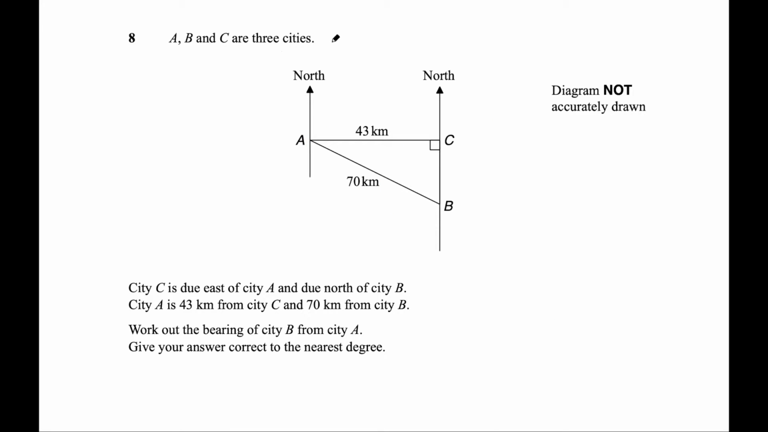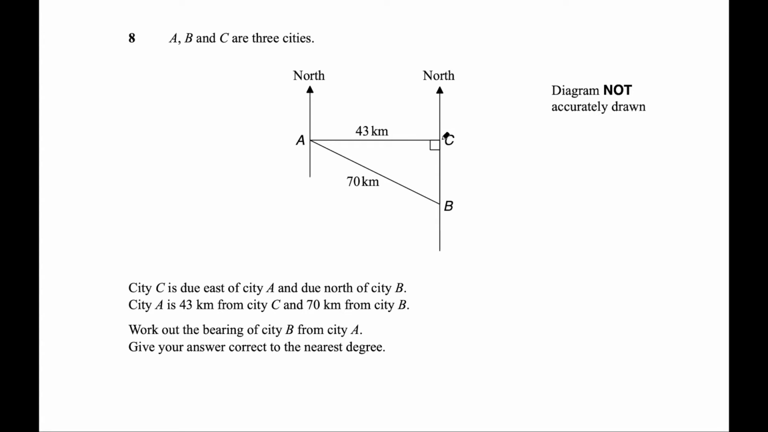A, B, and C are 3 cities, and we have a diagram here. City C is due east of City A and due north of City B. City A is 43 kilometers from City C and 70 kilometers from City B. Okay, so that's indicated on the diagram here. Work out the bearing of City B from City A. Give your answer correct to the nearest degree.